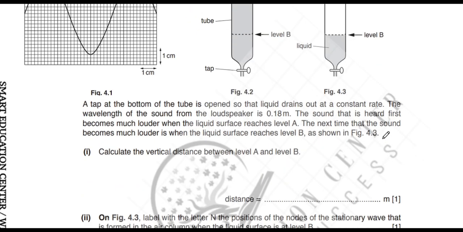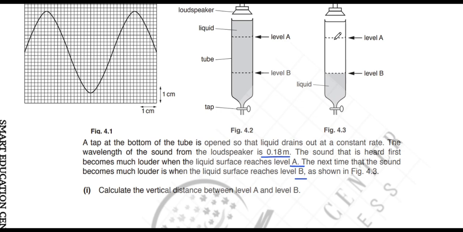calculate the vertical distance between A and B. In order to calculate the vertical distance between A and B, some information is given. The wavelength of sound from the loudspeaker is this much. The sound that is heard becomes much louder when the liquid surface reaches level A, and the next time the sound becomes louder is when it reaches B. So it means there is a node at these 2 points. There are nodes. So the wave is something like this.